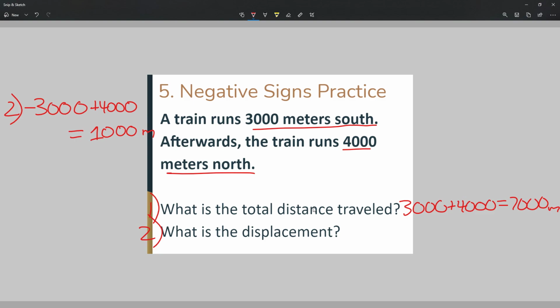But we're not done. We need a direction. We don't have a negative sign anymore. Displacement is a vector, which means we need a direction here. So now to finish this, to write the correct answer, it's going to be 1,000 meters north. I'm 1,000 meters north from where I started. So 1,000 meters north. And this is the answer.